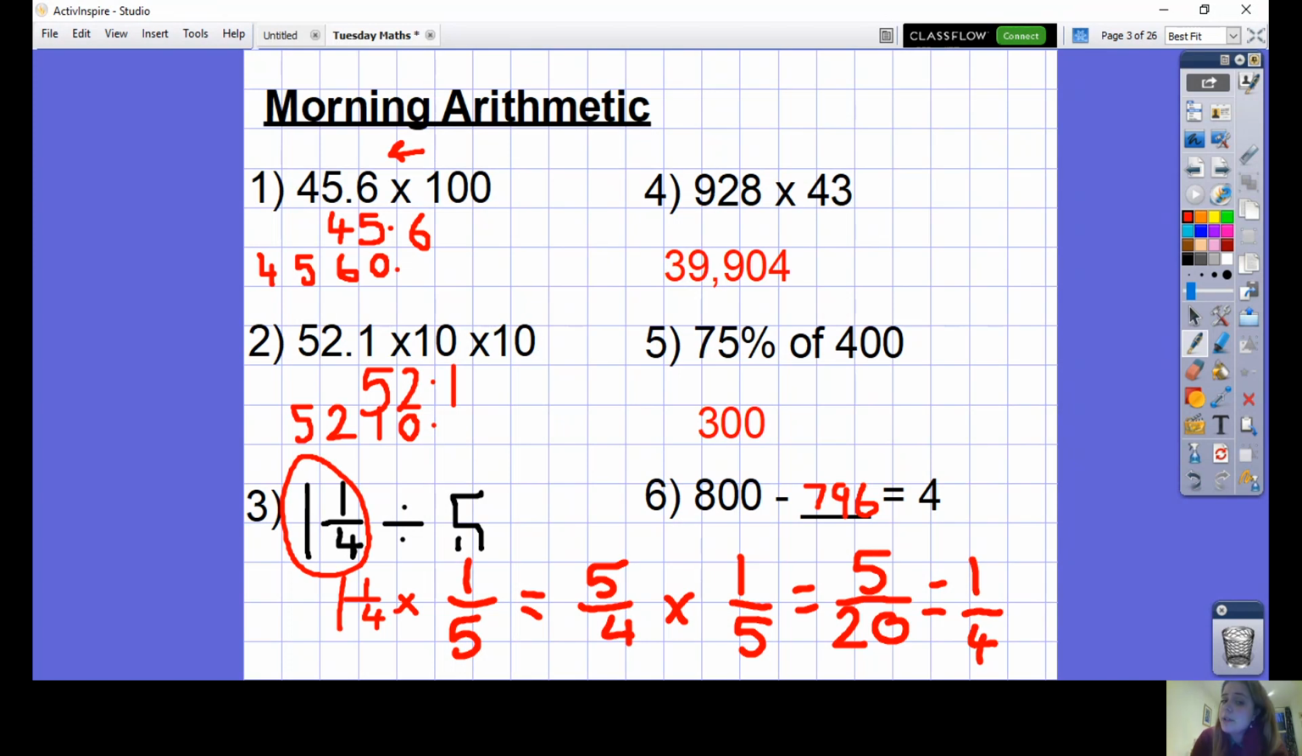928 multiplied by 43 would give you 39,904. 75% of 400. Loads of different ways you could have done this. You could have chunked it. You could have used the timesing method. Or perhaps you realised that 75% is the same as 3/4 and you simply found 3/4 of 400. And finally, 800 subtract something is equal to 4. I need to do 800 take away 4, which will be 796.